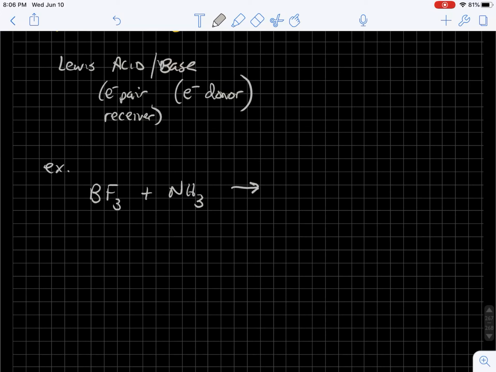So here's an example. If you take boron trifluoride and you react it with ammonia, you get what's called ammonia borane, I think it's called. I forget what the systematic name is for it, the IUPAC name. But you get this reaction.